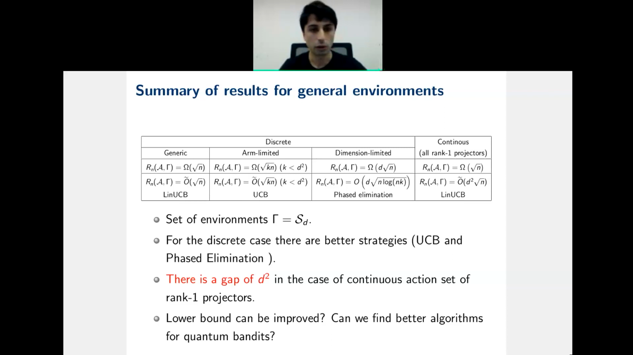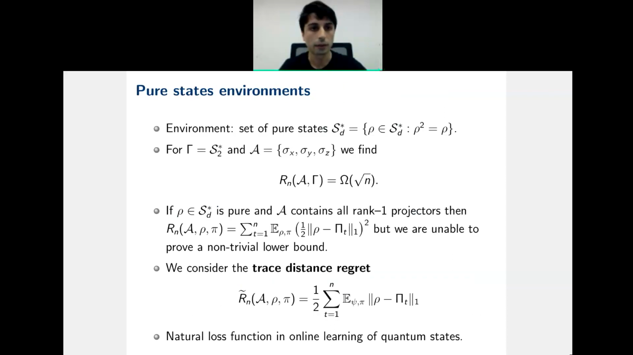So yeah, now I will briefly review the other environments that we studied. Before, the unknown quantum state could be any possible quantum state, but then we focus on pure state environments. So now the environment is just the set of pure states. One result that we have is, for example, for the simple case where the environment is just pure states in two-dimensional Hilbert space, or qubits, and the action set is just the Pauli matrices. Well, nothing surprising: the minimax regret lower bound scales as square root of n.